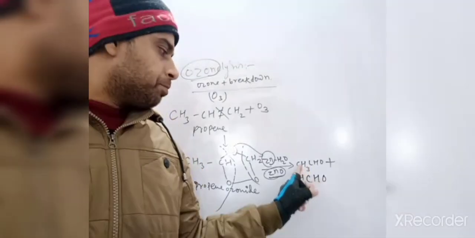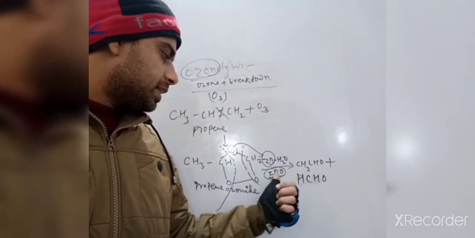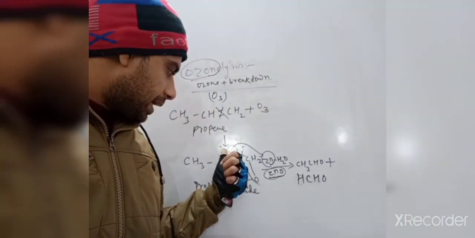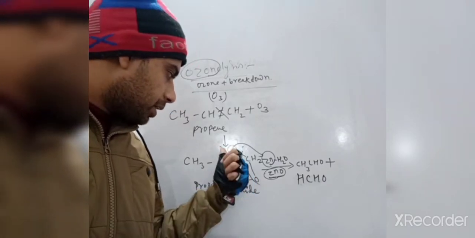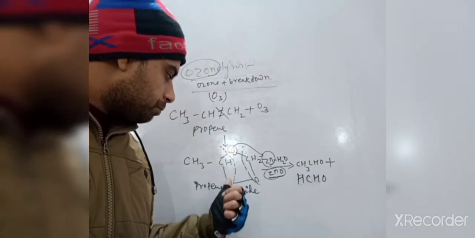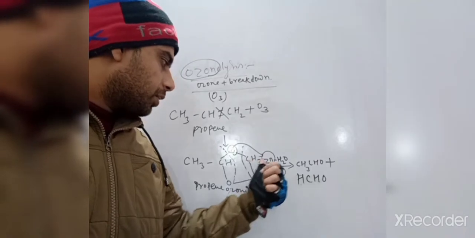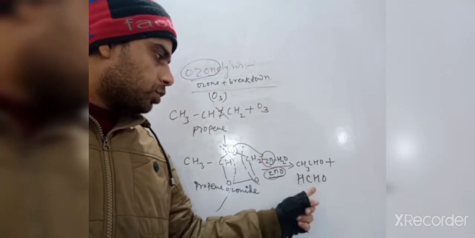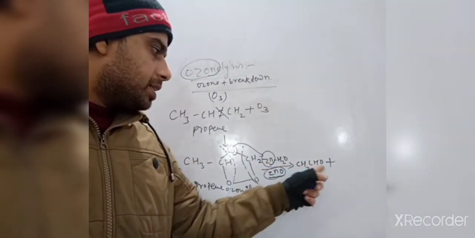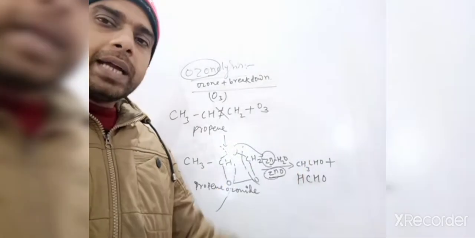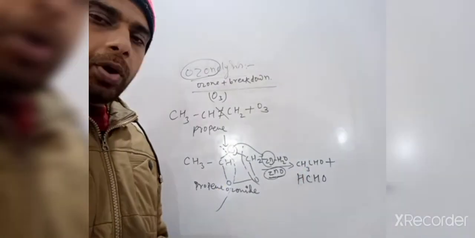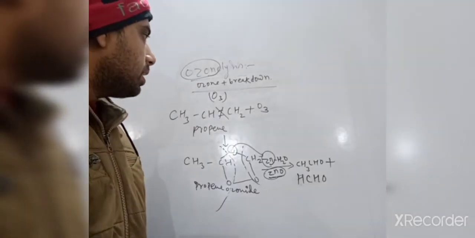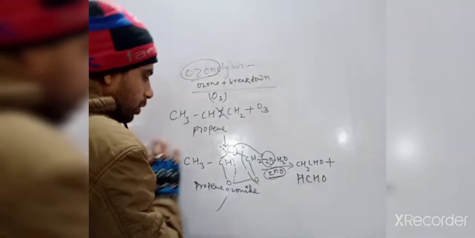Here you have seen that for CH3CHO, one oxygen has been lost, and I will break in this manner. Ozonolysis means breakdown; an equal number of oxygens will go with each part. So HCHO and CH3CHO. As I have told you, aldehyde molecules will form. Okay, so this one is the ozonolysis. We will see one more example.